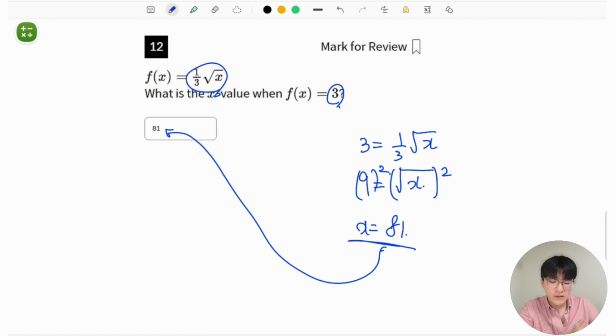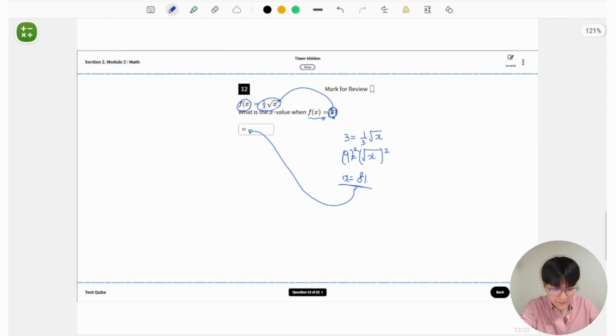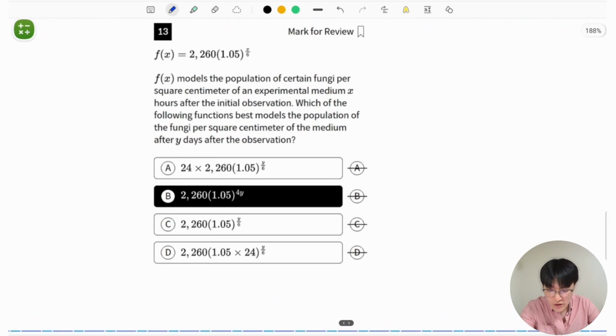Now, a lot of students somehow get this question wrong because they just think that 3 goes directly into the position of x, and that is incorrect. That would be incorrect because we are actually saying f(x), the y value here, is 3. So we have to say that this whole expression is equal to 3, not just the x value. Okay? All right, question number 13.